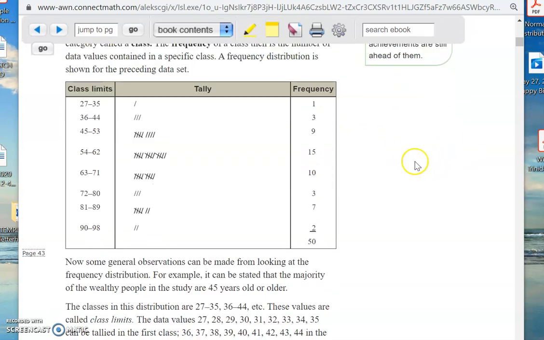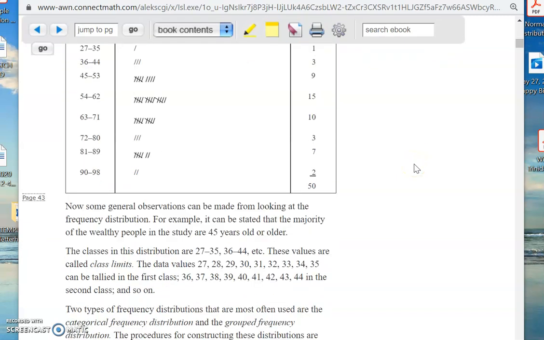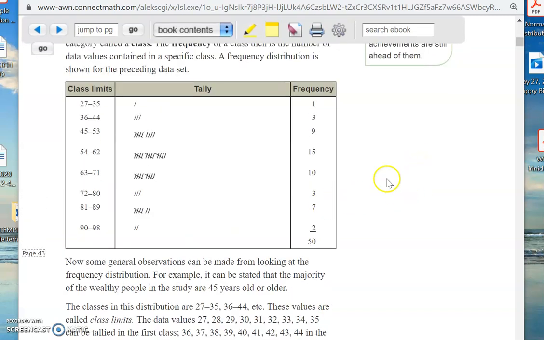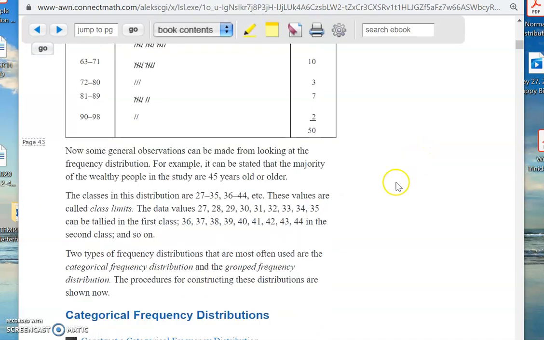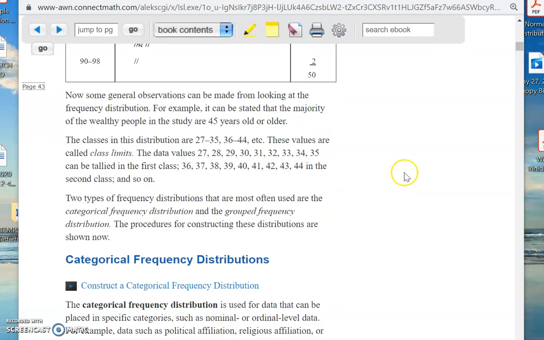So now you can make perhaps some general observations. You look at this and you say, well, gosh, it looks to me like pretty much the majority is 45 or older. There's only 4 people over here in that younger age group. So that would be an inference that you could, not an inference perhaps, but that would be some sort of an observation that you could make, okay?